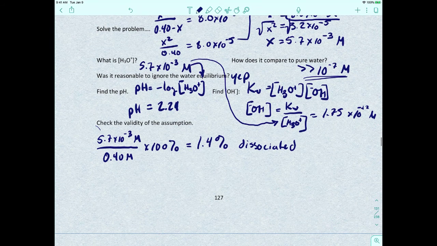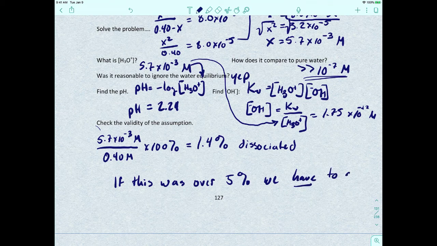The reason I say it's good is that if this was 5% or above, we have to use the quadratic formula. Even if you start approaching 5, that's usually a pretty good indication that you may want to use the quadratic formula just to double check. But absolutely, if you're at 5 and above, you have to use the quadratic formula.